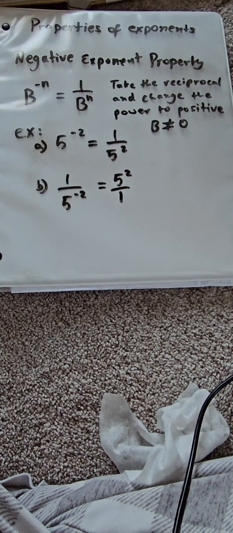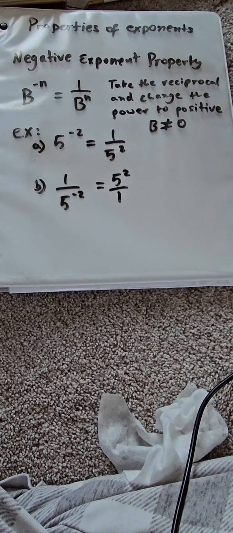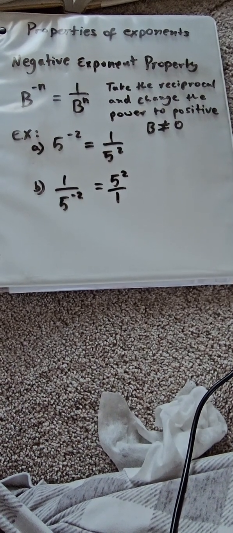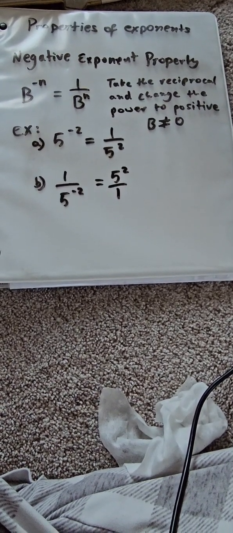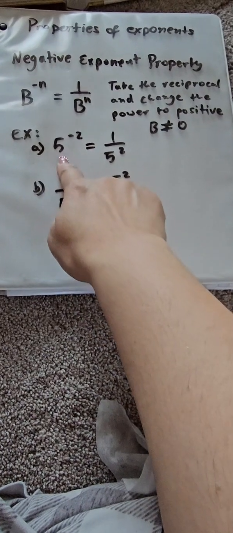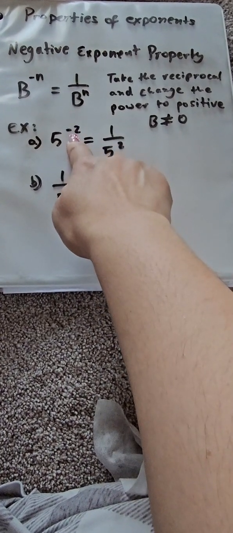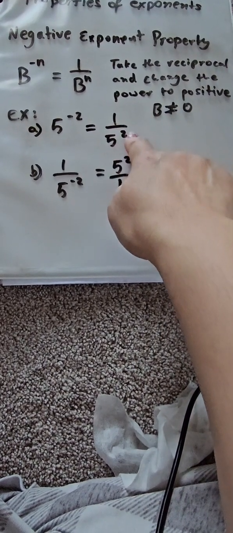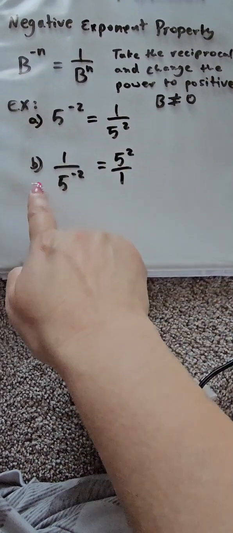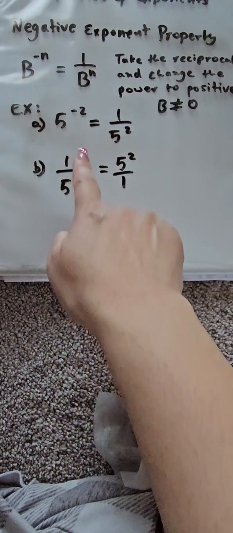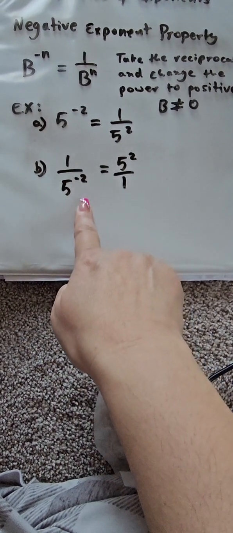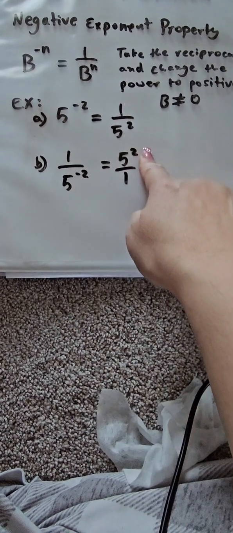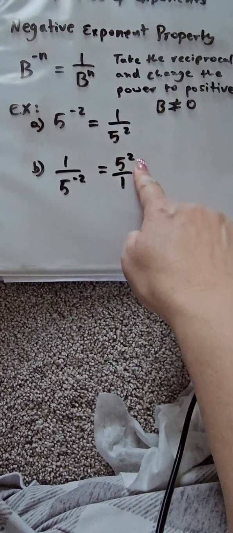Now we have the negative exponent property, where any non-zero number raised to a negative power can be changed to a positive power if you take the reciprocal. So the example we have is 5 raised to the negative 2 power equals 1 over 5 squared, or 5 to the positive 2 power. And in example B, the 5 is at the bottom of the fraction. So what we do is we take the reciprocal, put it at the top, and change the power to positive.